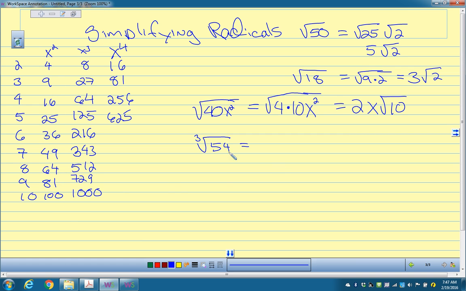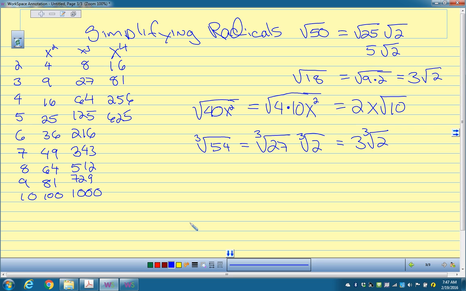Okay? So if I'm taking the cube root, I'm looking for these numbers. Which of those numbers is in 54? There is one: 27. 27 times 2 would give you 54. So I could rewrite this as the cube root of 27 times the cube root of 2. What is the cube root of 27? 3 times the cube root of 2. You kind of get that? Okay? So that's called simplifying the radical.